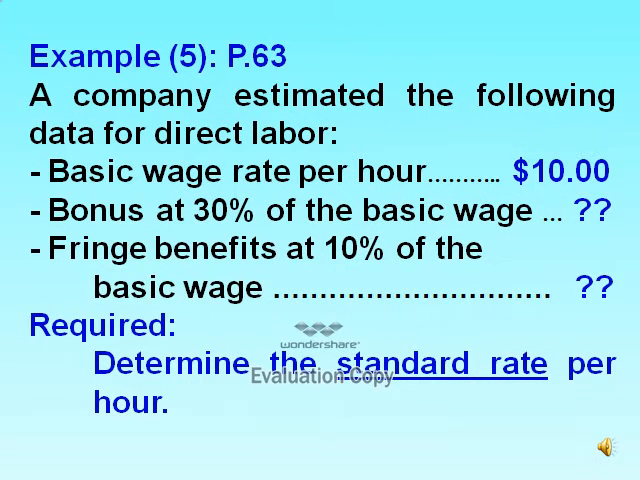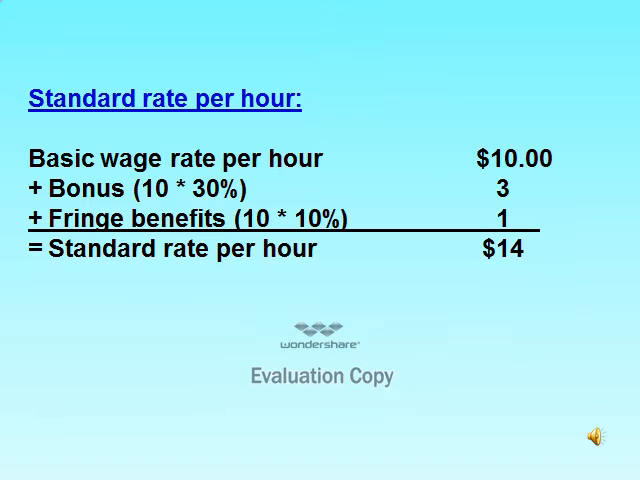Example 5 on page 63. A company estimated the following data for direct labor. Basic wage rate per hour $10, bonus at 30% of the basic wage, fringe benefits at 10% of the basic wage. Required: determine the standard rate per hour. To calculate the standard rate per hour, basic wage rate per hour 10 plus bonus 10 times 30% equals 3 plus fringe benefit 10 times 10% equals 1, so the standard rate per hour equals 14.